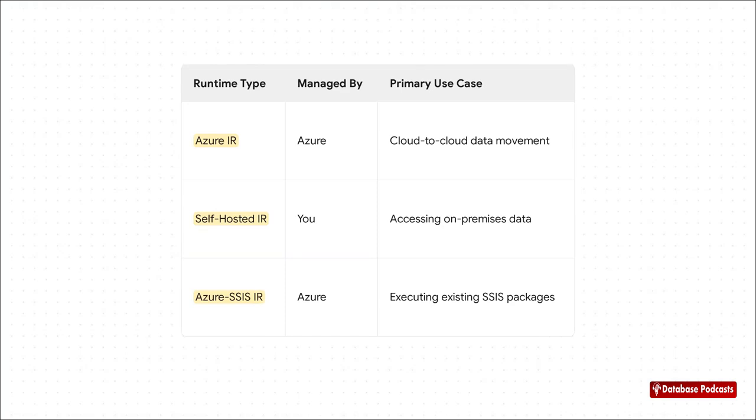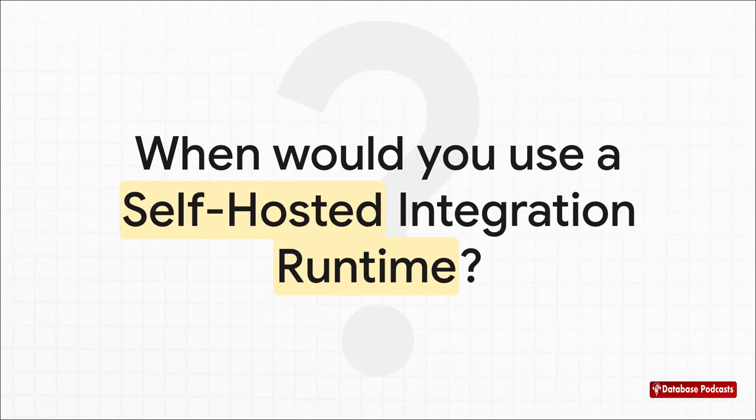There are three main types you really need to know about. First up is the default, the Azure IR. It's fully managed by Microsoft, so you don't have to worry about it, and it's perfect for moving data between cloud services. Next up is the self-hosted IR. This is the one you manage, and it's used for securely getting to data that's inside a private network. And finally, there's the Azure SSIS IR, which is a specialized runtime for lifting and shifting existing SSIS packages to the cloud.